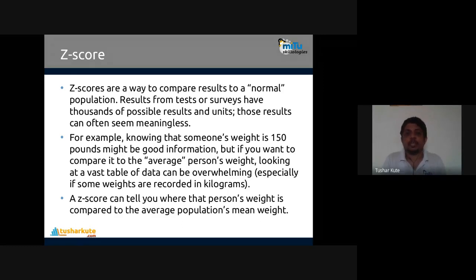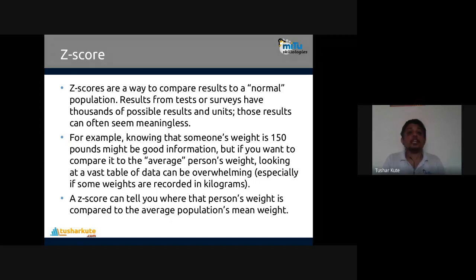Those results can seem meaningless. For example, knowing someone's weight is 150 pounds might be good information. But if you want to compare it to the average person's weight, looking at a vast table of data can be overwhelming, especially if the weights are recorded in kilograms. That's an issue here. I just want to check what the average weight is and how I can compare with it. So Z score will tell me the way by which we can perform this comparison.